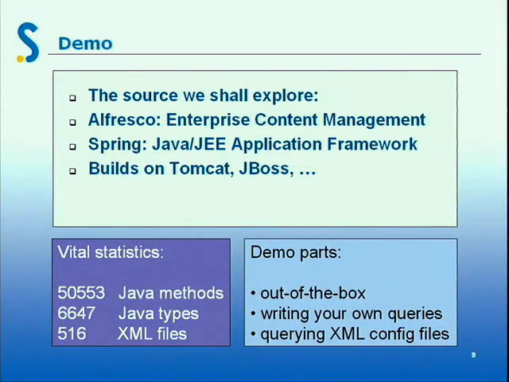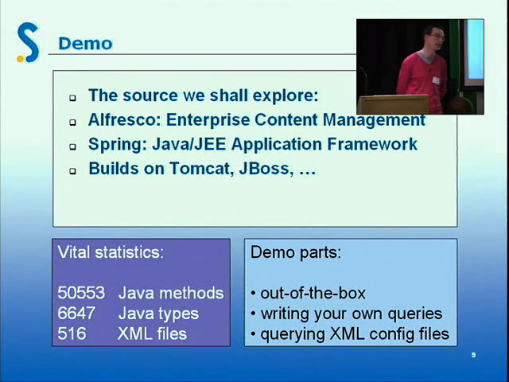Okay, enough theory. Let's have a look at a demo. I'm going to explore the source of Alfresco, which is a content management system, as I've already said. It's heavily using Spring, a Java Enterprise Application Framework. Because of that, I've included the source of Spring as well. And it builds on various other libraries like Tomcat and JBoss and so on. It's a substantial project. It's not huge, but it's substantial.